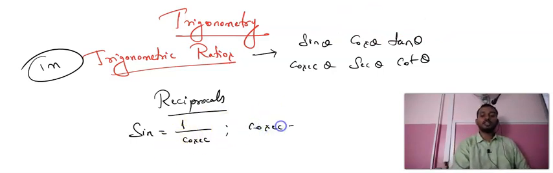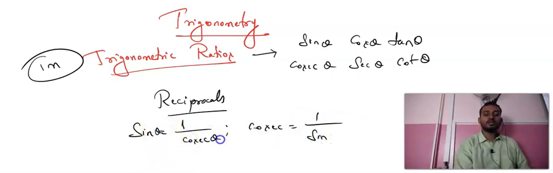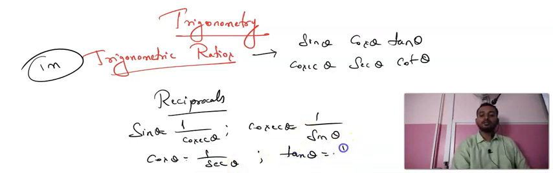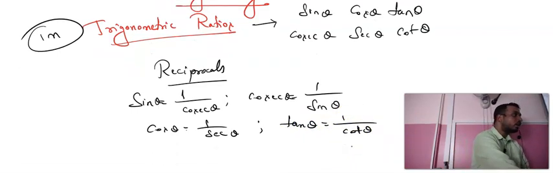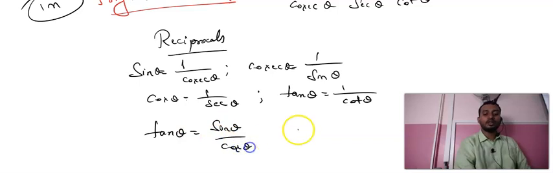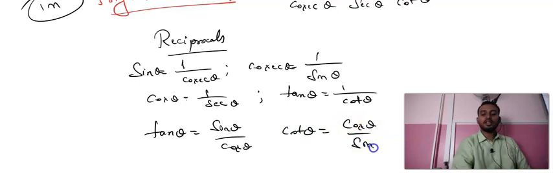Then cosecant is 1 by sine. I mean sin theta is 1 by cosecant theta, and cosecant theta is 1 by sin theta. Similarly, cos theta is 1 by secant theta, secant theta is 1 by cos theta. Tan theta is 1 by cot theta, cot theta is 1 by tan theta. And also remember, we have one more special identity: tan theta can also be written as sin theta by cos theta, and cot theta can be written as cos theta by sin theta.